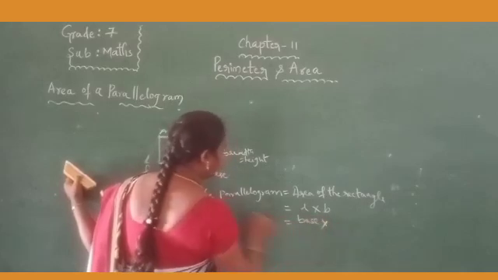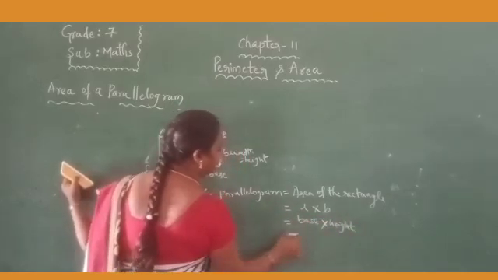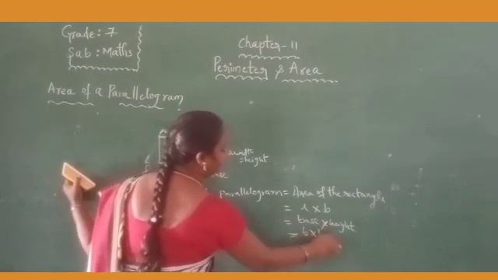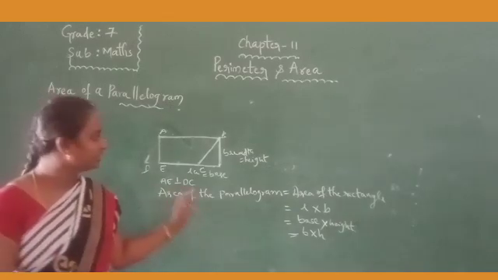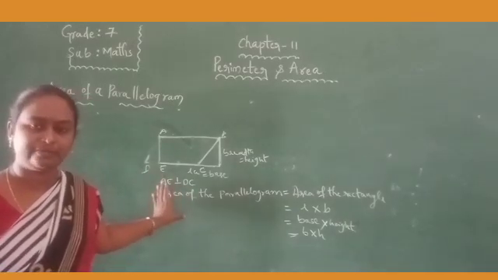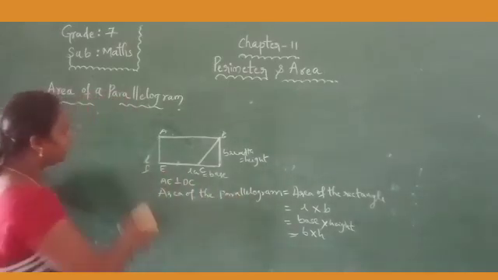So then the area of a parallelogram is equal to base into height. Base is B and height is H. That is the area of a parallelogram. So what is the area of a parallelogram formula? Base into height. Is it clear, children?